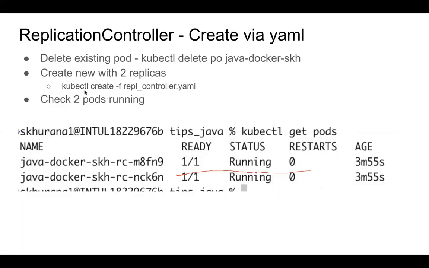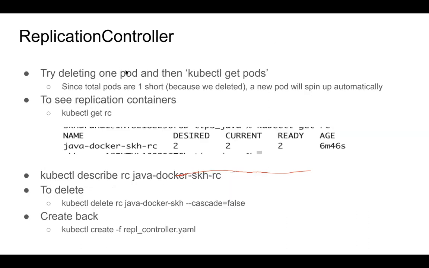To validate that, a replication controller asserts or makes sure the specified number of replicas of pods are running. So this we already did. Try deleting one pod and then kubectl get pods. Then we'll see this, and we can always see the describe and everything. So I deleted that, and okay, this we have done.